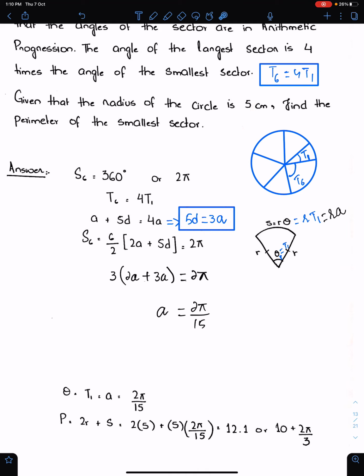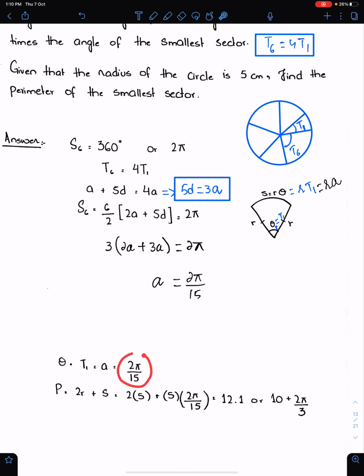T6 is 4T1. T6 is A plus 5D because this number is 1 less than this number, and T1 is A. So 5D is equal to 3A. Now, with the help of this information, S6 is equal to 2 pi, we have this equation: 6 upon 2, 2A plus 5D, equals 2 pi. We can substitute the value of 5D here, which is 3A. So A is 2 pi upon 15. We have got T1.